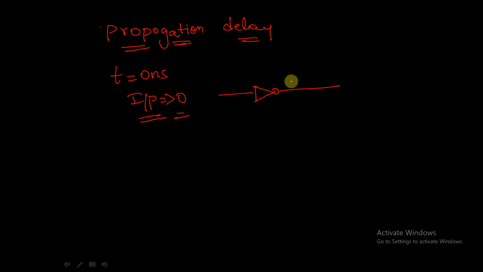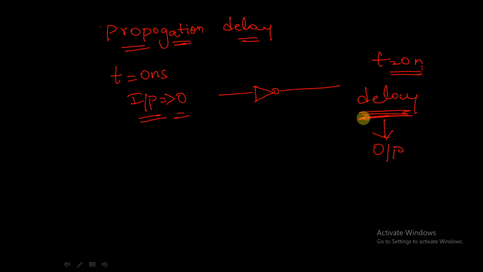Practically speaking, we will not get the output at t equal to 0 nanoseconds. There will be some delay involved to get the output. This delay is called propagation delay.